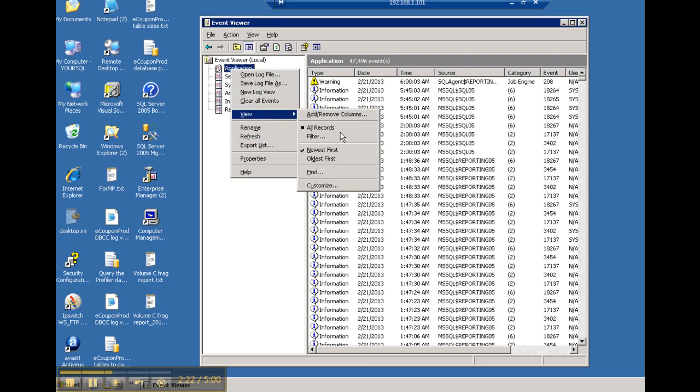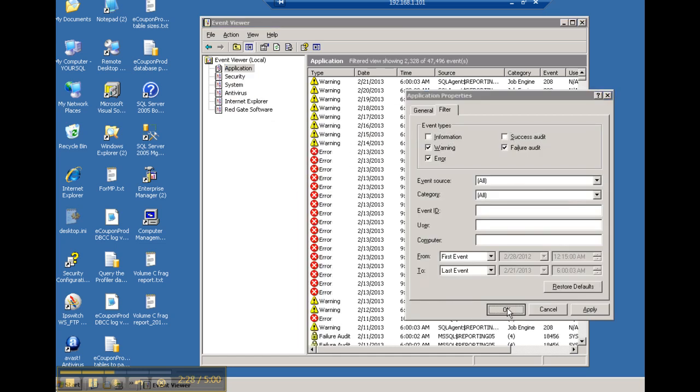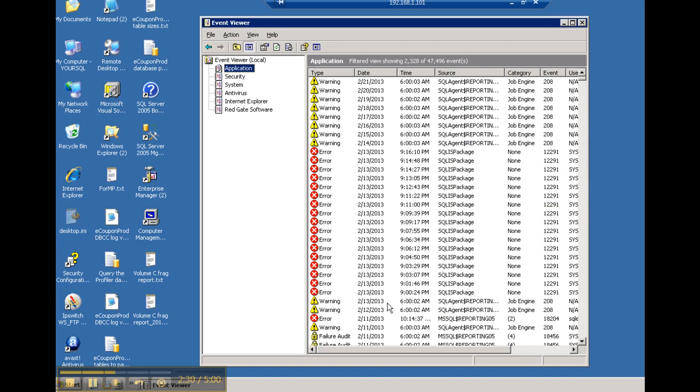And with applications, on a SQL Server computer, you're going to see a lot of errors and warnings that are SQL Server specific, or in this case, SQL Agent specific, or SSIS package specific. So this is where you start your analysis. This will give you something to do for the rest of the day. And that's it for now.